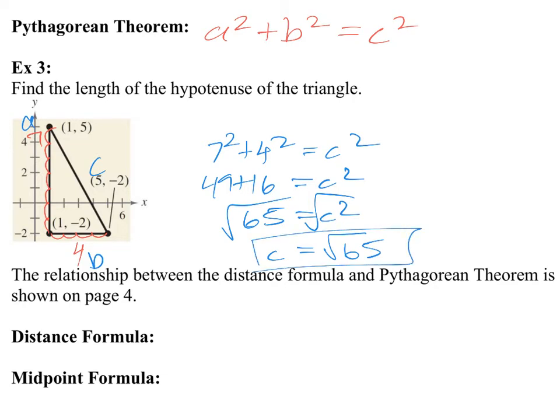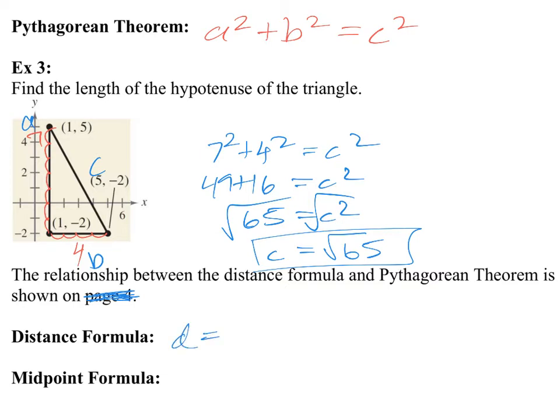All right, the relationship between the distance formula and the Pythagorean theorem is shown on page 4. This was from the old textbook, so maybe on a different page. All right, but the Pythagorean theorem and distance formula are related to each other.